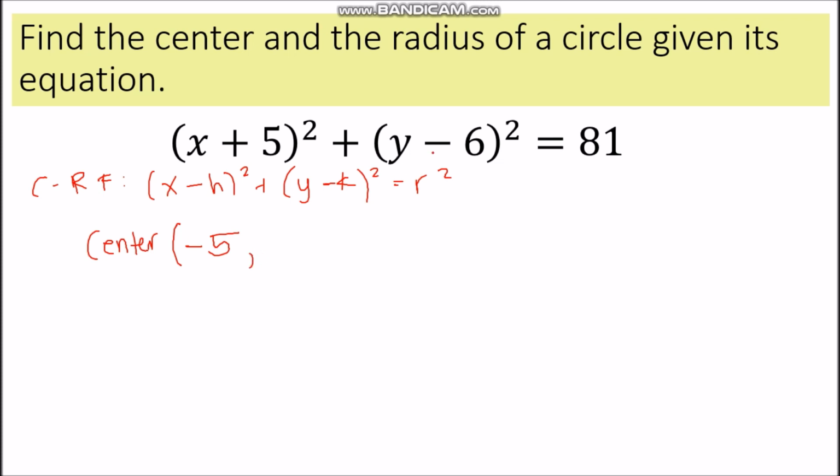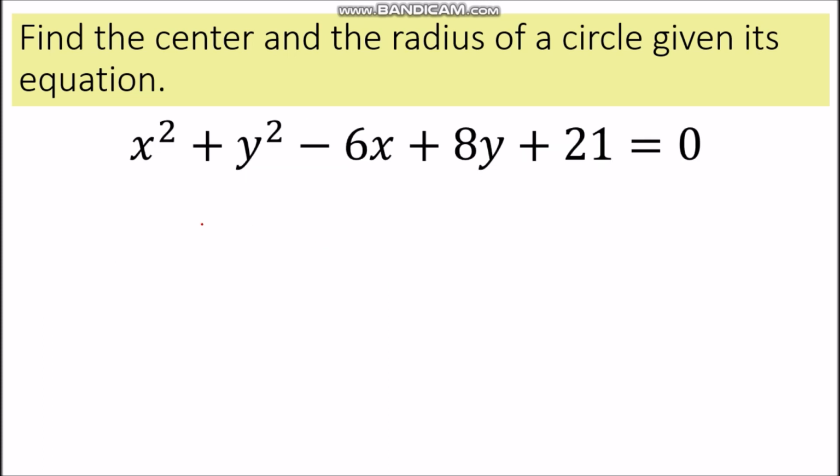And for k, we have to look at the binomial containing y. Since this is negative, the same as in the formula, we get positive 6. So the center is (negative 5, 6). Now for the radius, you have to look at this number right here. Since this is r squared, you have to get the square root of 81 to get the radius, and that is 9. So again, we have the center (negative 5, 6) and the radius, which is 9.